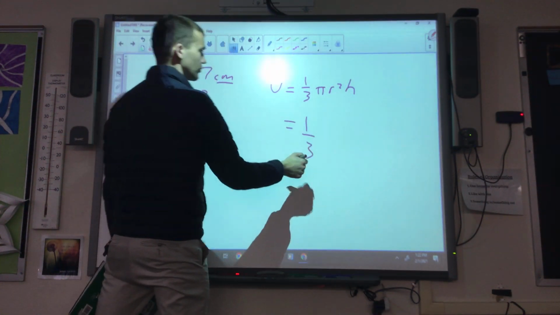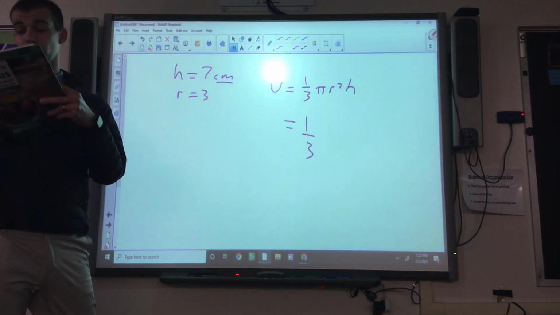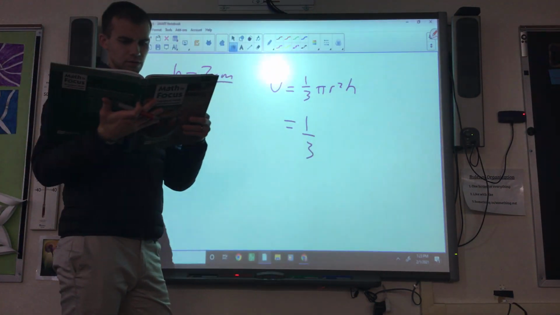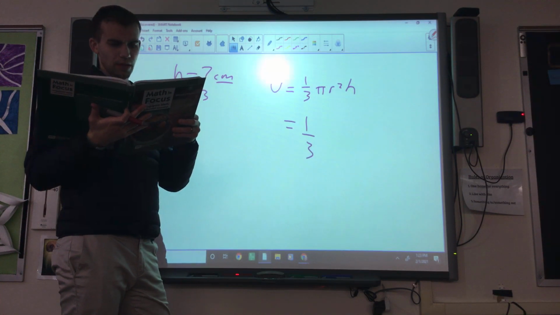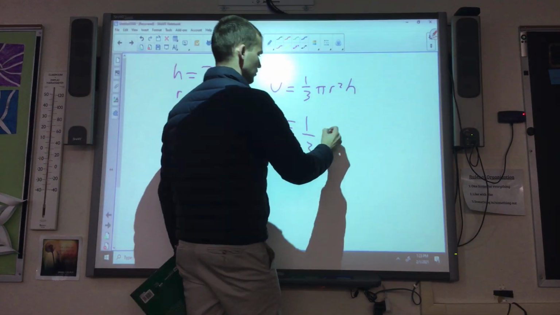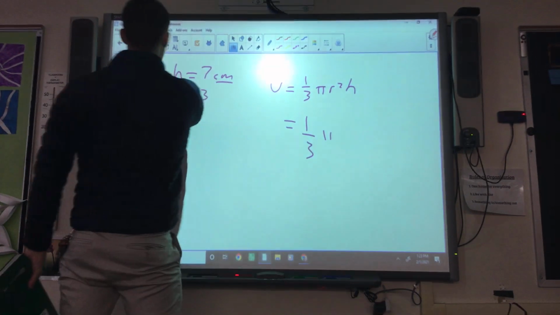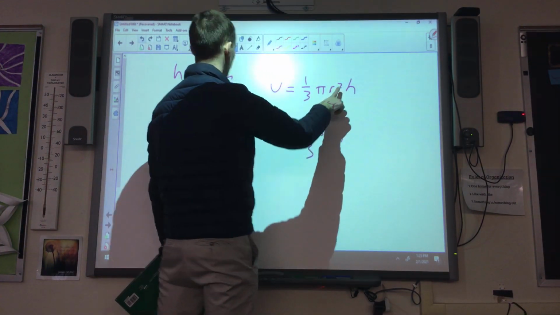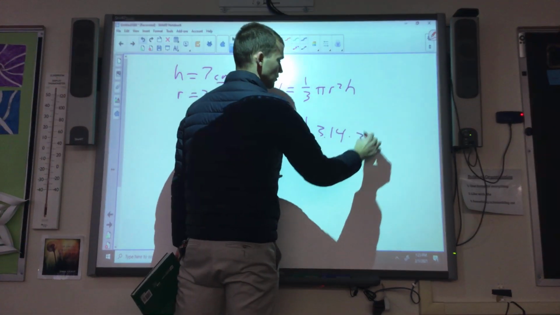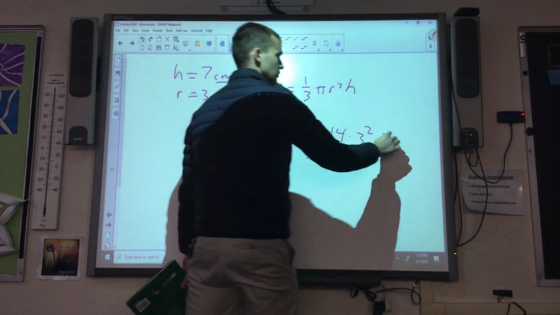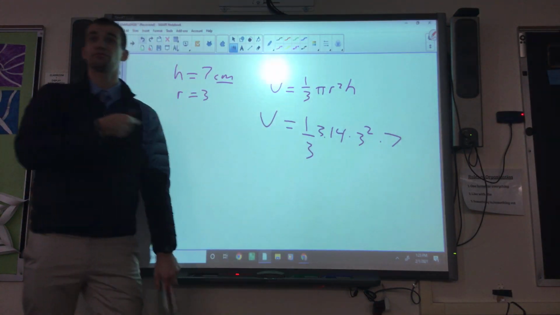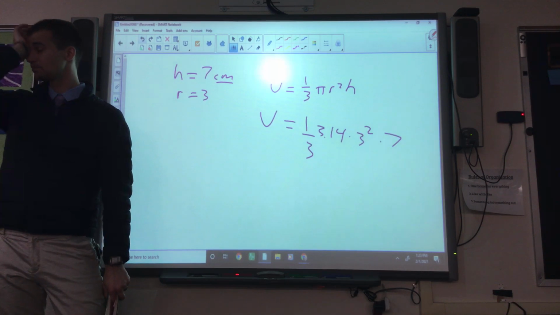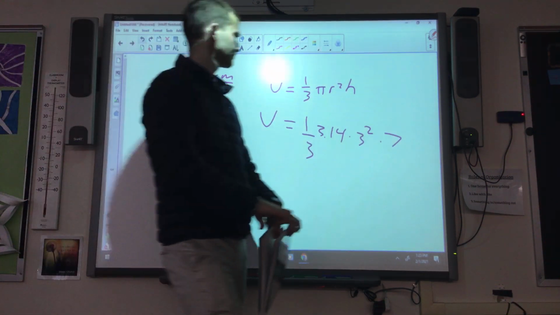And then we put in what we know. We know 1/3 is 1/3. It said to use 3.14, I believe. Yep, it says use 3.14. And then the radius here we know is 3, and the height is 7. And we don't know what the volume is, but we can fill in everything else, yeah? So the volume is 1/3.